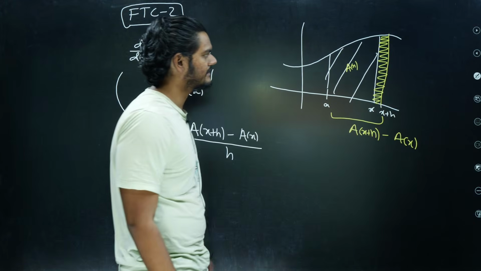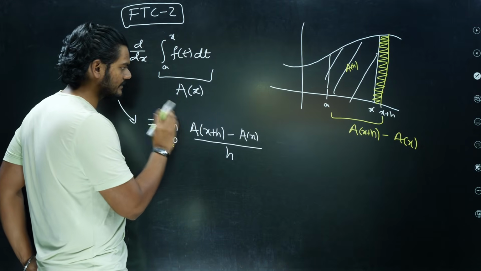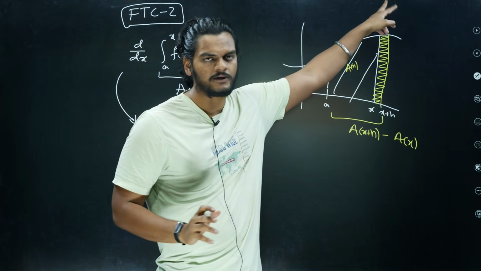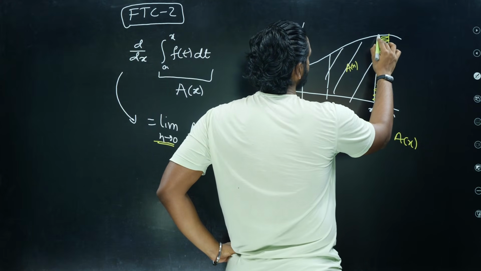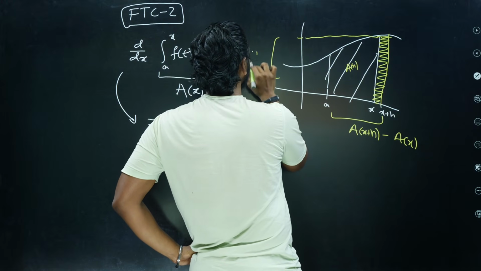We are left with this strip. What is the area of this strip? Now we are taking limit h tends to 0, h is very very close to 0 and f is a continuous function, so there is no jumping over here, alright. So we can almost call this a rectangle where this length is f of x.